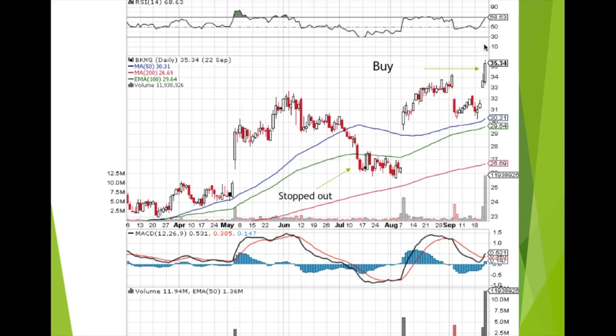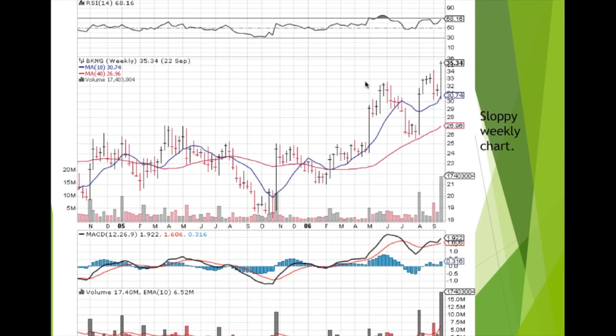Huge volume here as it makes a new high. The weekly chart is very sloppy. Honestly, this is something I probably wouldn't buy. I didn't buy it back here in 2006, but this is something that's very sloppy. I probably would pass on it.